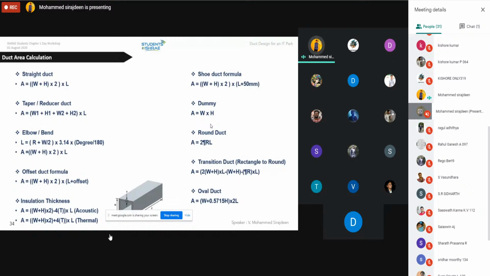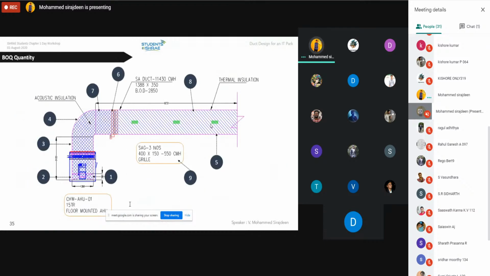Then BOQ quantity, how we can take a quantity. Okay, we have designed a duct, we have captured the acoustic insulation for 3 meters, and then the rest of the duct is captured with thermal insulation. Okay, this is a sample duct routing.